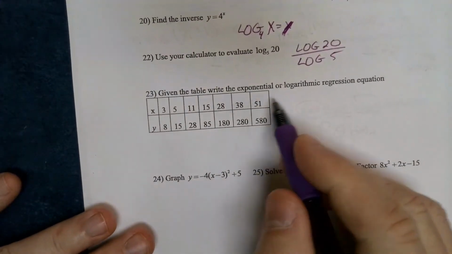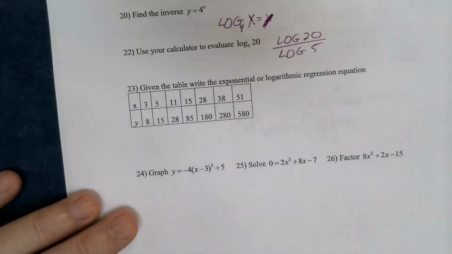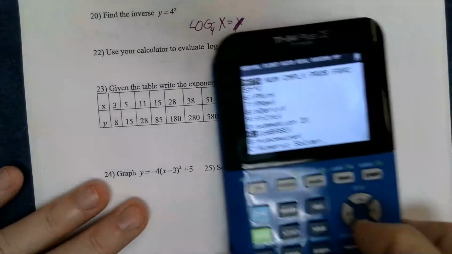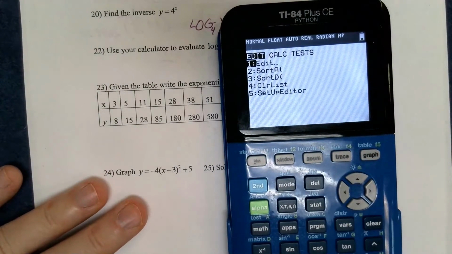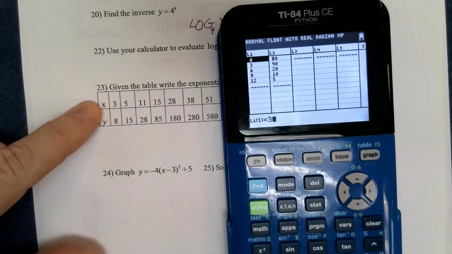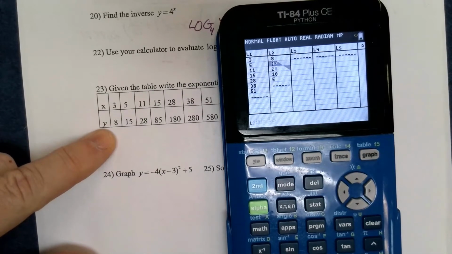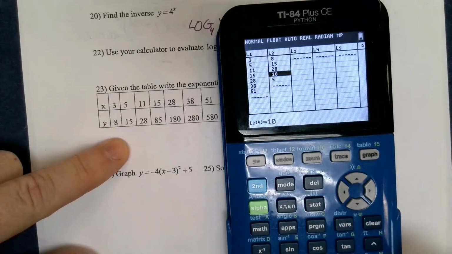Okay, given the table, write the exponential or logarithmic regression equation. That's just stats, just like what we had before, so I'll go ahead and show it to you on here. One more time, stats edit, and here, 3 enter, 5 enter, 11 enter, 15 enter, 28 enter, 38 enter, 51 enter. L2, 8, 15, 28, 85, 180, 280, and 580.